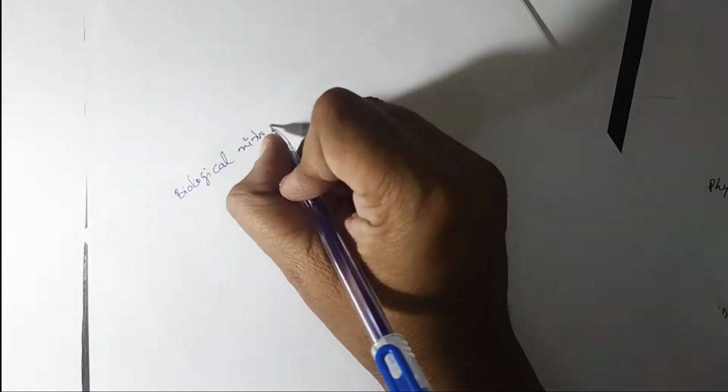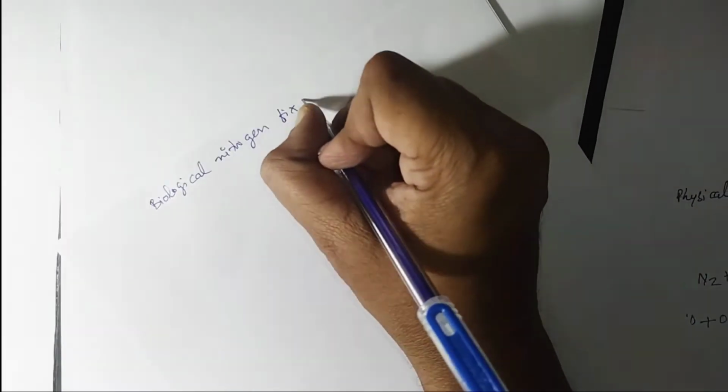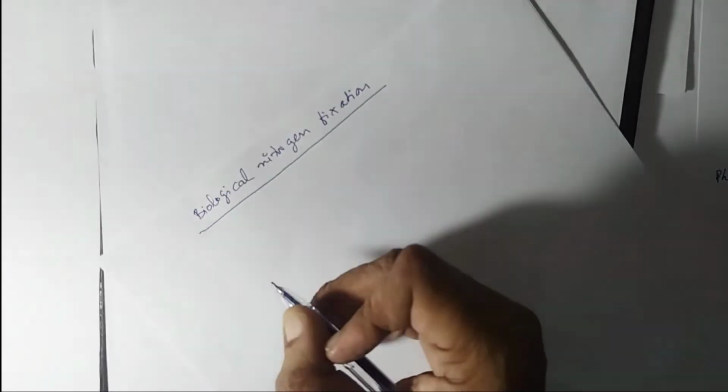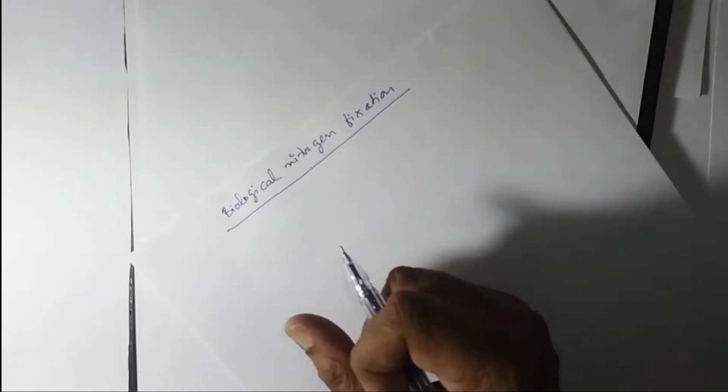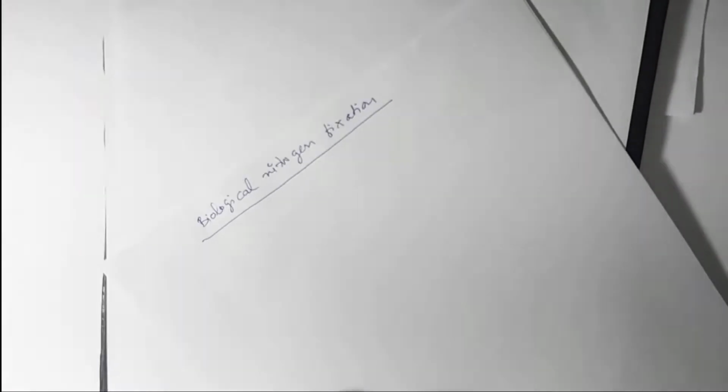Now we will talk about biological nitrogen fixation. It is the conversion of atmospheric nitrogen into inorganic or organic usable form by living organisms, and nitrogen fixation is carried out by two types of microorganisms.